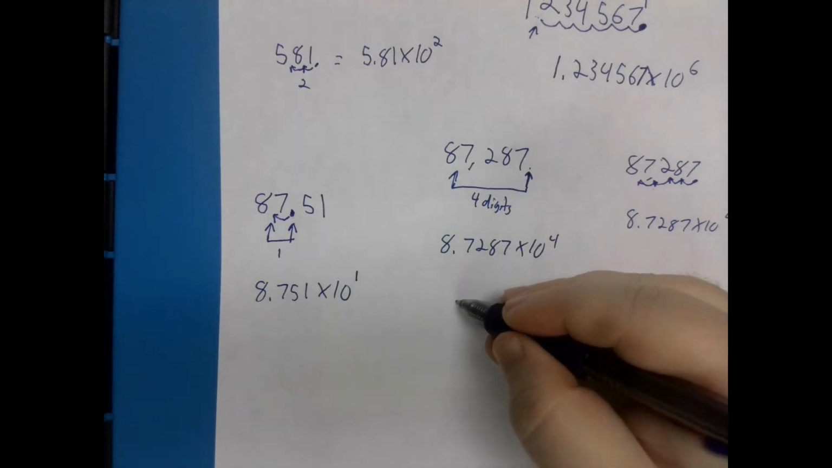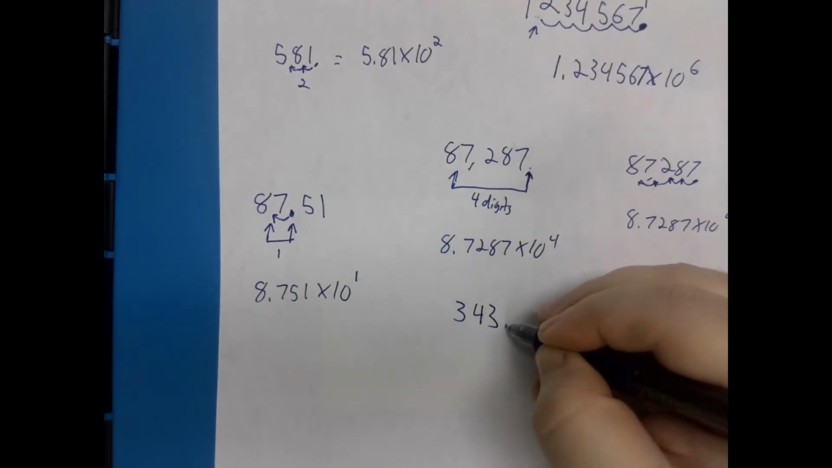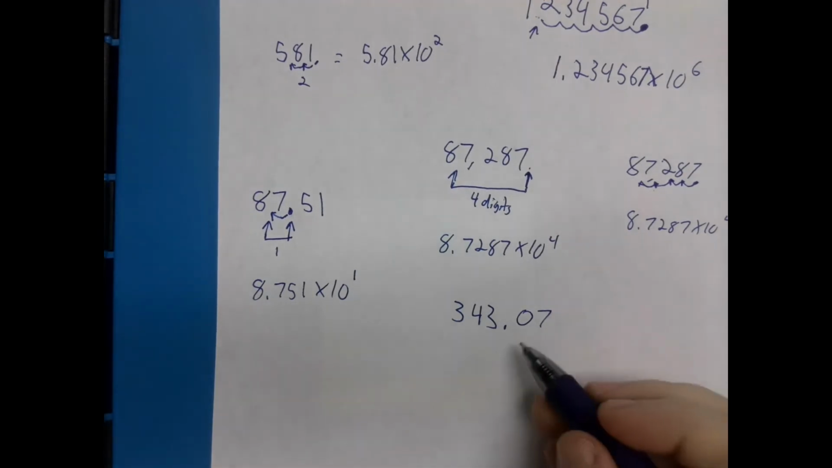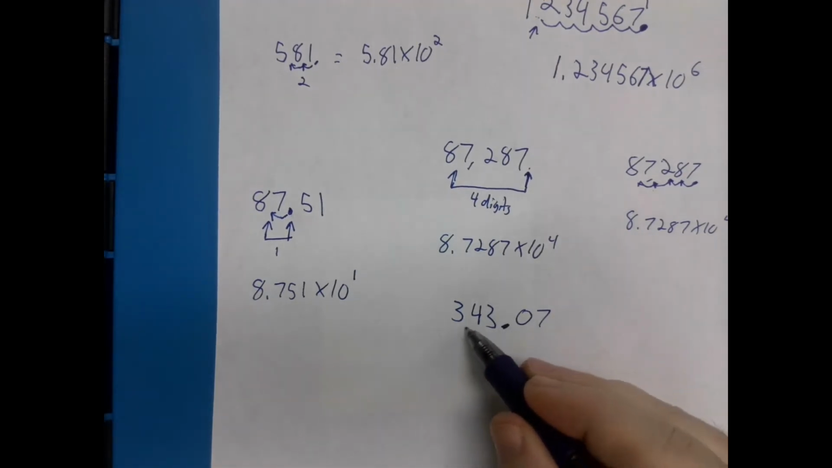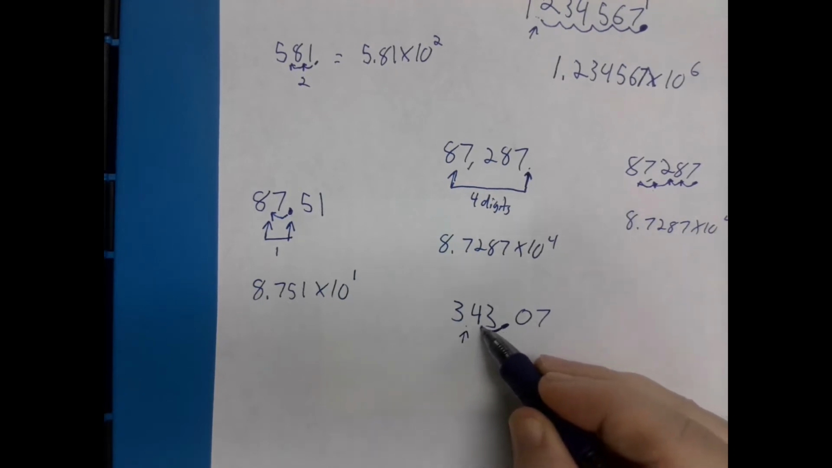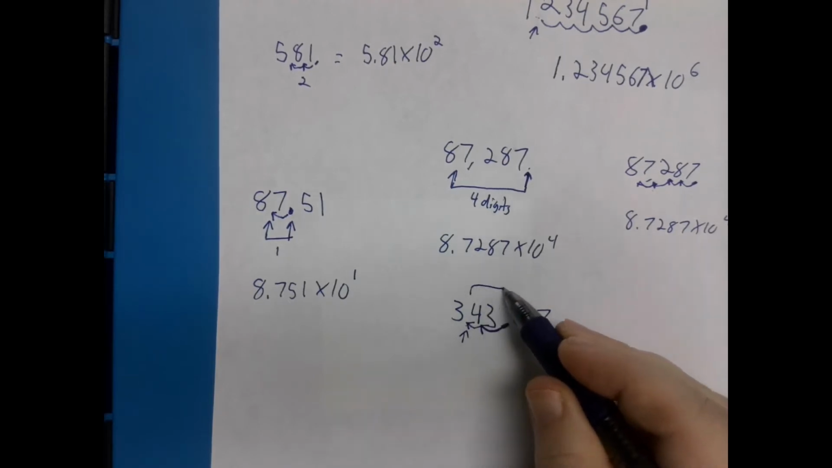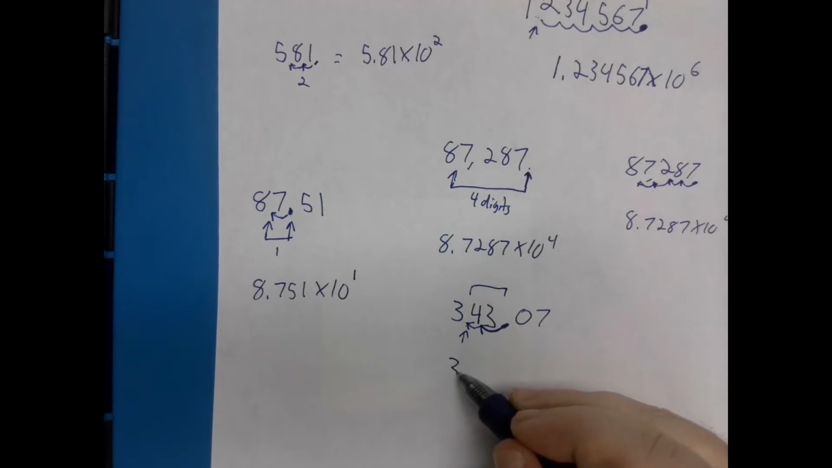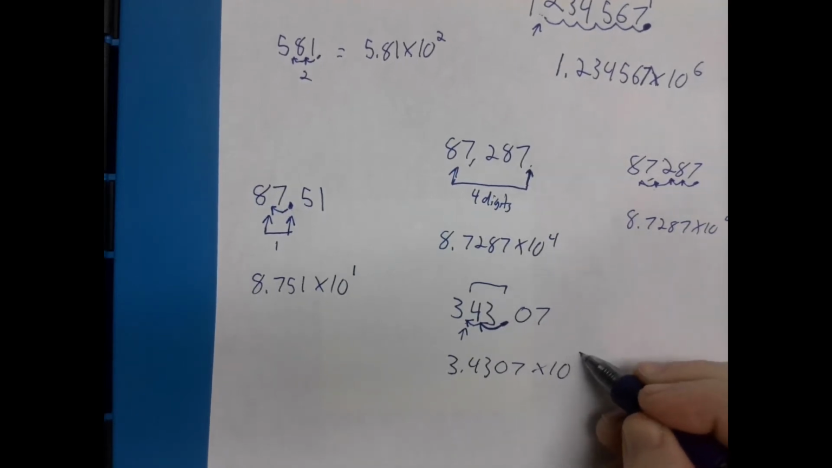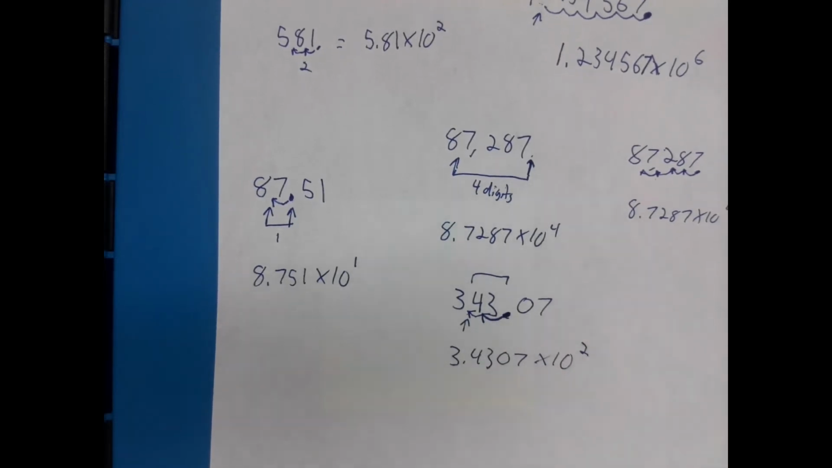So another example, 343.07. So it's right here. I want to move it right here. So again, that's one hop and another hop. Or looking at it the other way, there are two numbers in between. So it'd be 3.4307 times 10 to the second power. So it's going from here to here. You skip over two numbers.